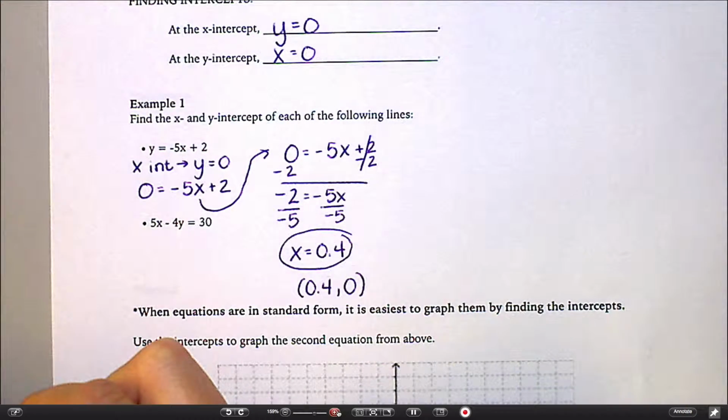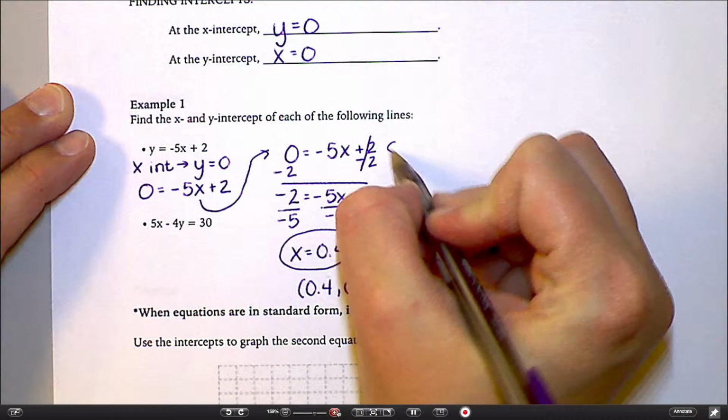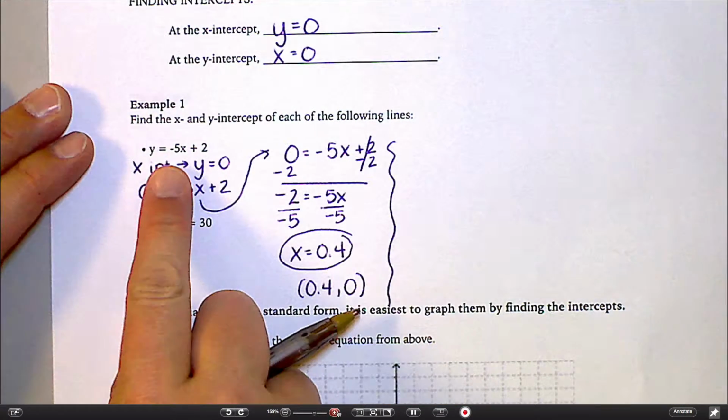You good with that? All right, the y-intercept is going to be easier. You should be able to find the y-intercept right now, right? Because that's in slope-intercept form.